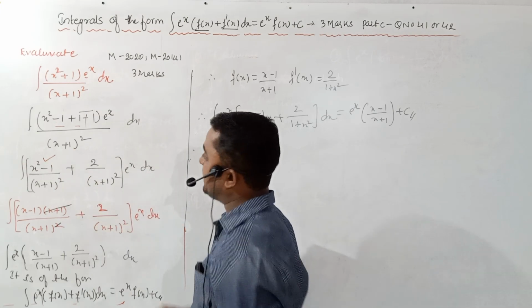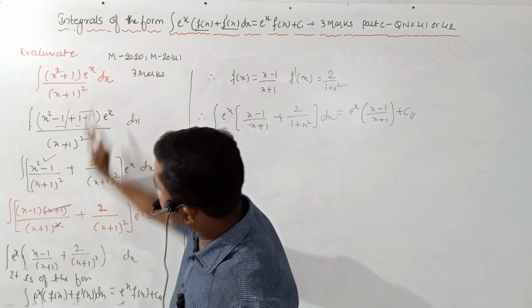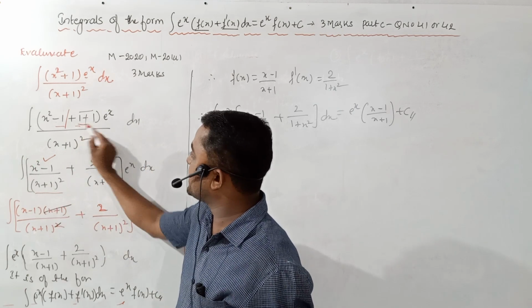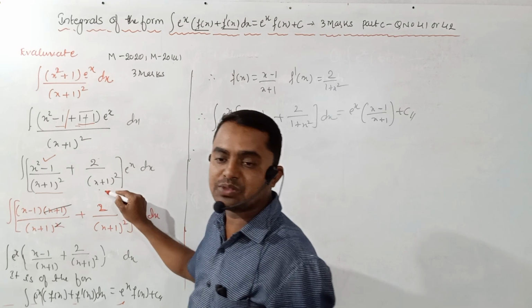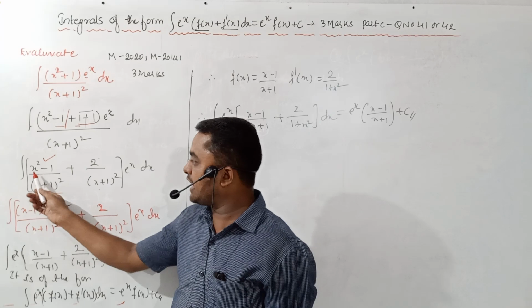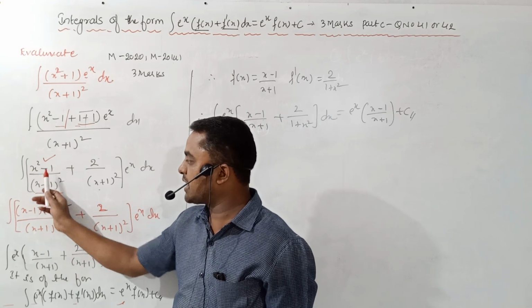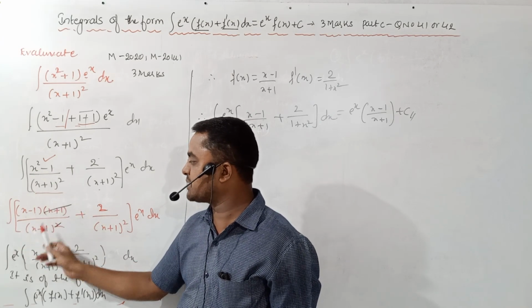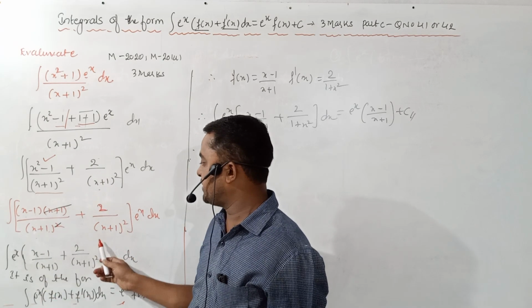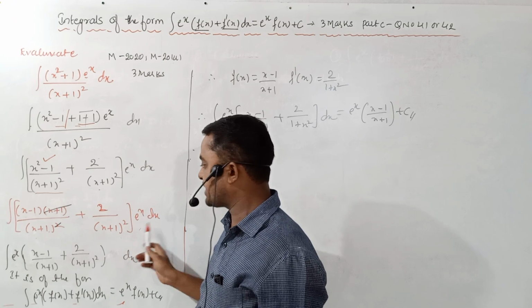Now I am splitting this. First term, that is x square minus 1 divided by x plus 1 whole square. 1 plus 1 is 2, 2 divided by x plus 1 whole square, and e raised to x as it is. Now this one, a square minus b square means a minus b into a plus b, divided by x plus 1 whole square. This term gets cancelled. Plus 2 divided by x plus 1 whole square, e raised to x dx.